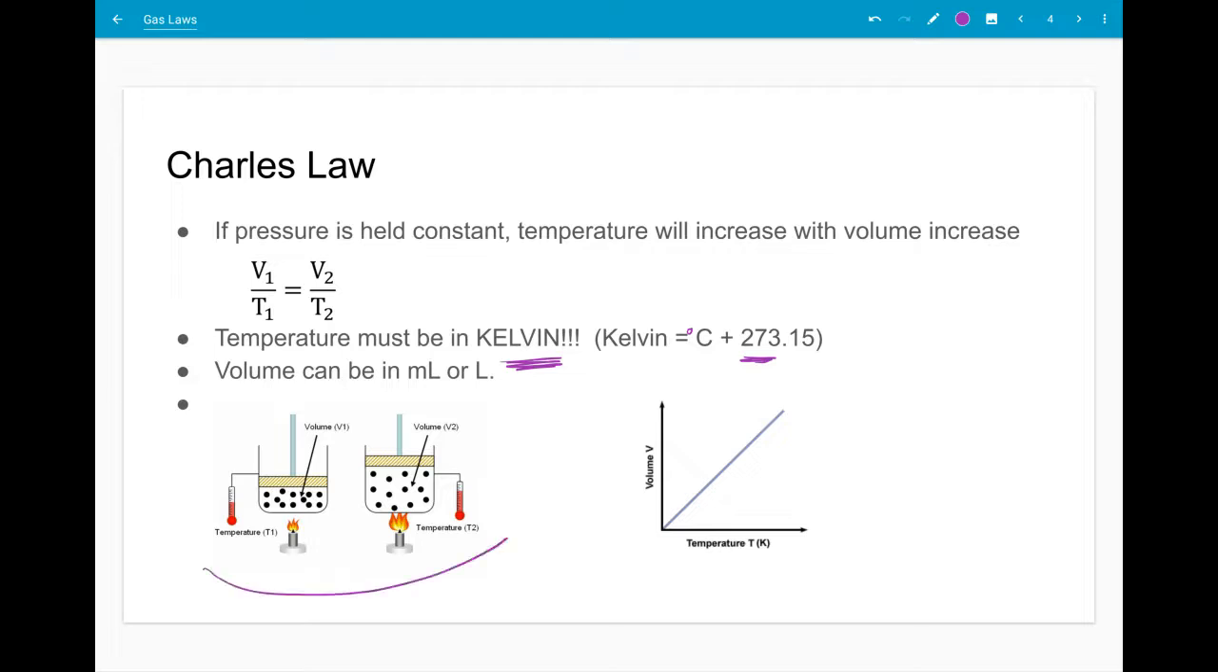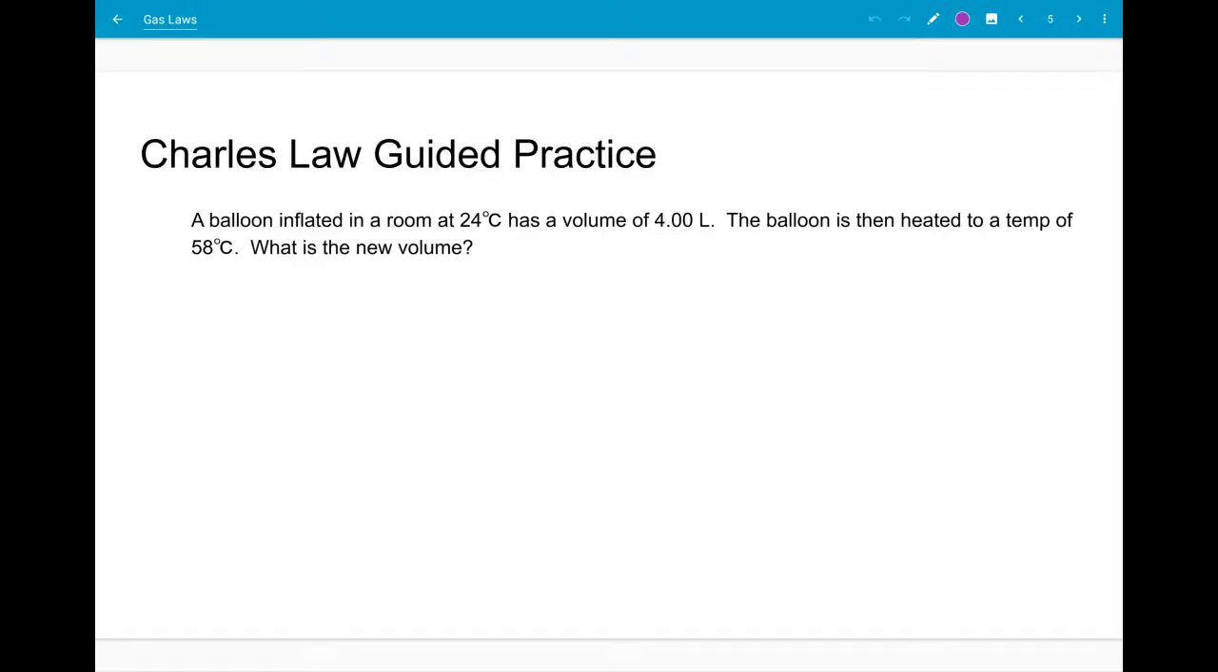So over here on the left, you can see a picture showing Charles' law. And here is a linear graph of volume versus temperature. So we could actually do this in lab and determine this gas law if we had time. So let's try a practice problem. Here a balloon is inflated in a room at 24 degrees C, has a volume of 4 liters. The balloon is then heated to a temperature of 58 degrees C. What is the new volume?